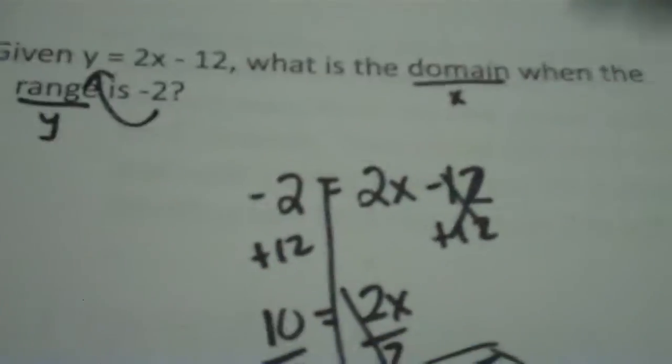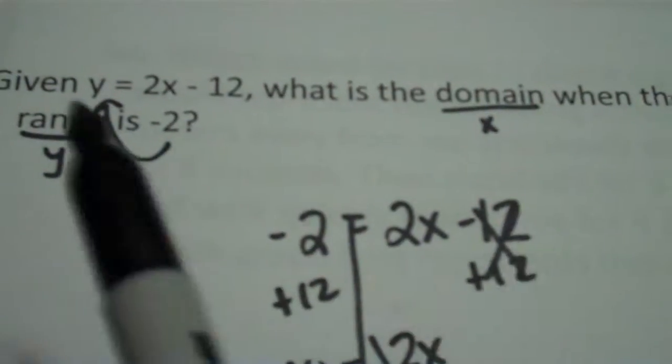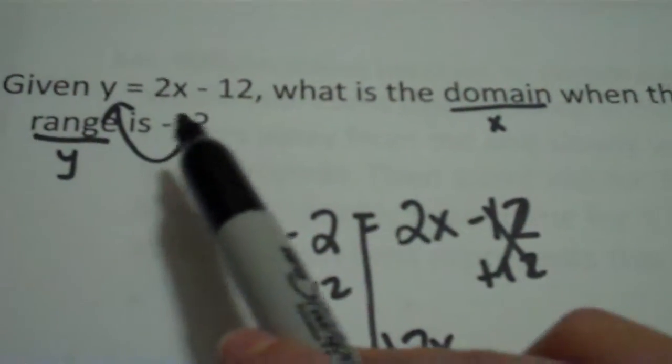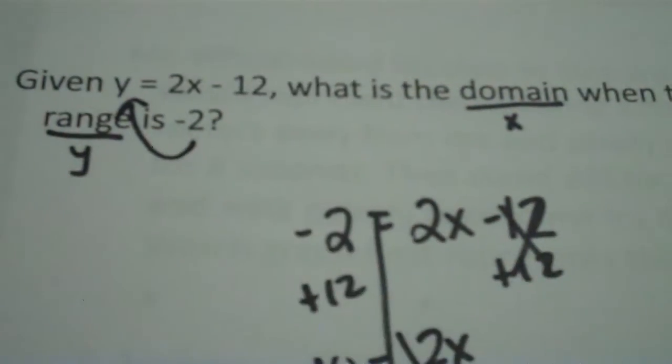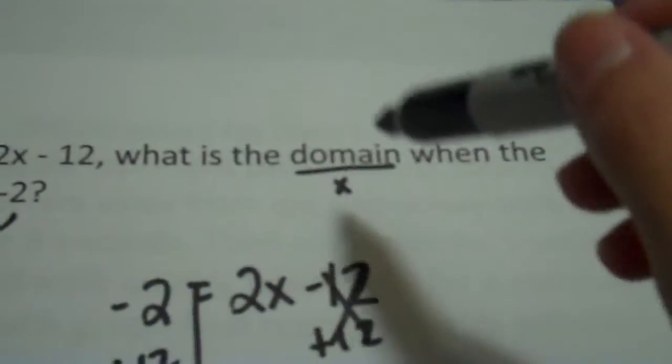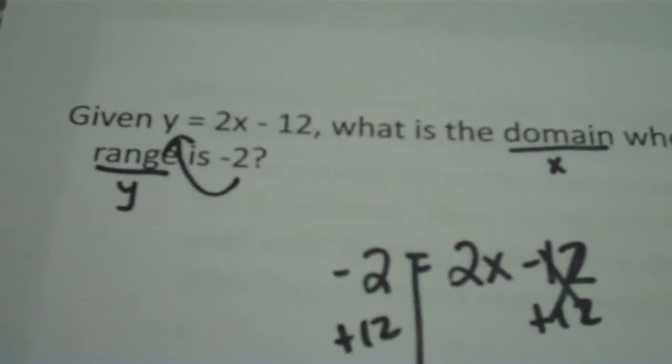And that's it. Okay? This should be a very, very easy question. You just got to remember, you have to be careful about where it's asking you to put the number. If it's going to put in the Y or going to put in the X. Be very careful. That's why I always underline the words domain and range and then write the letter underneath it.